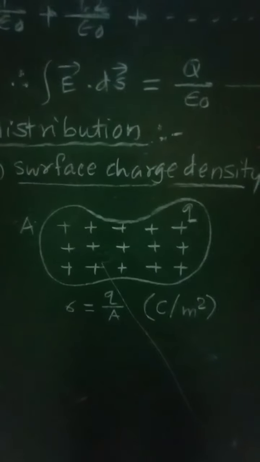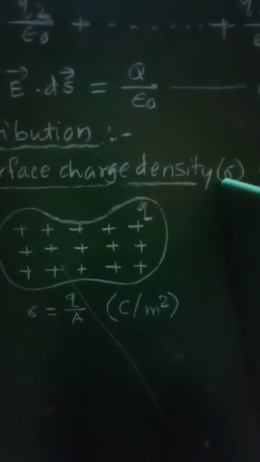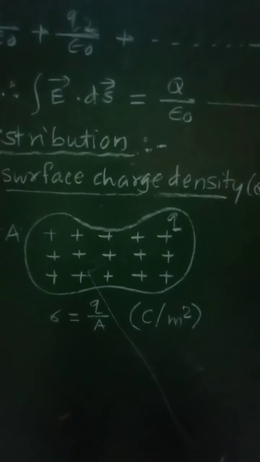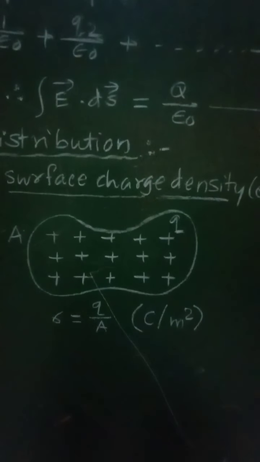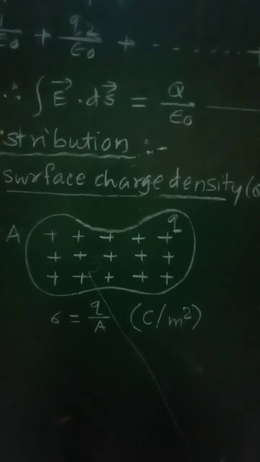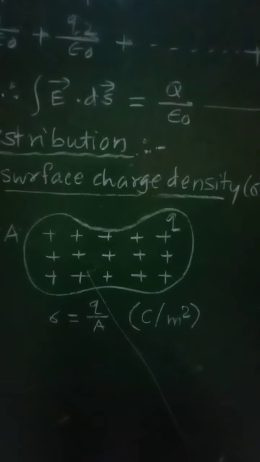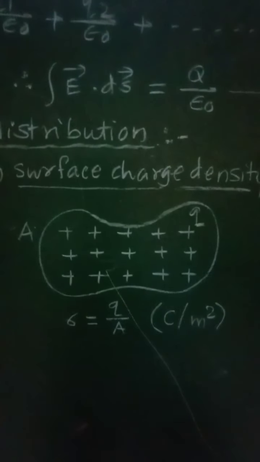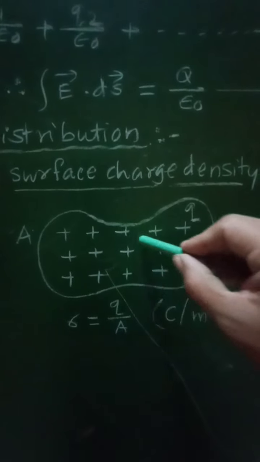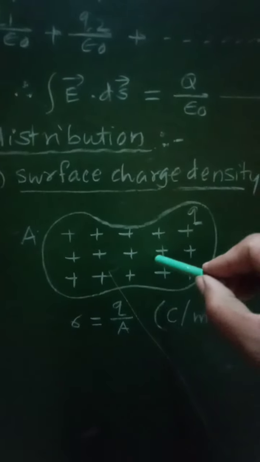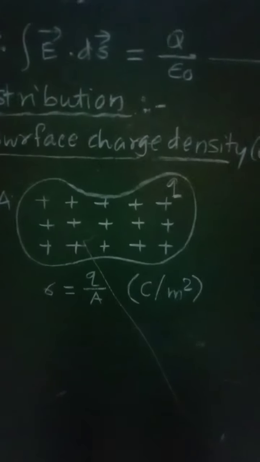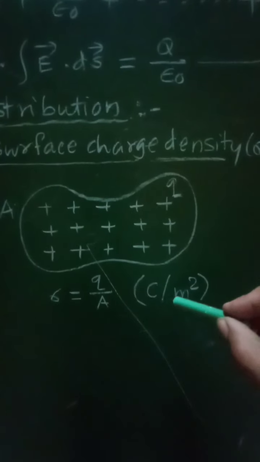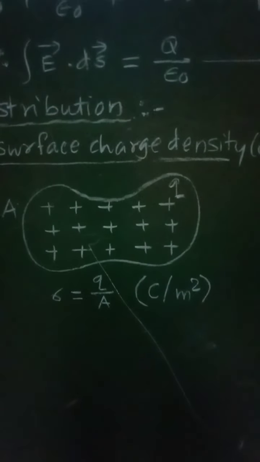Now let us consider the second, that is surface charge density sigma. If again charge q is uniformly distributed over a surface area A, then surface charge density is defined as the charge per unit area. So in the second diagram, plus q charges are deposited on the surface area A of this object, and therefore the surface charge density sigma will be equal to charge per unit area, q by A. Its SI unit will be coulomb per meter square.